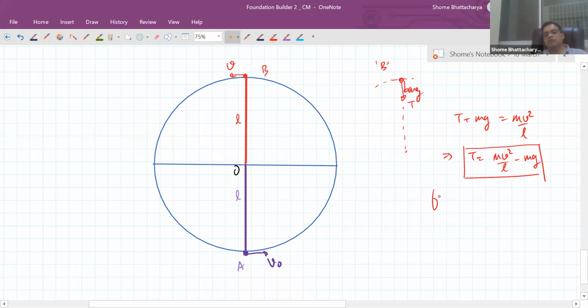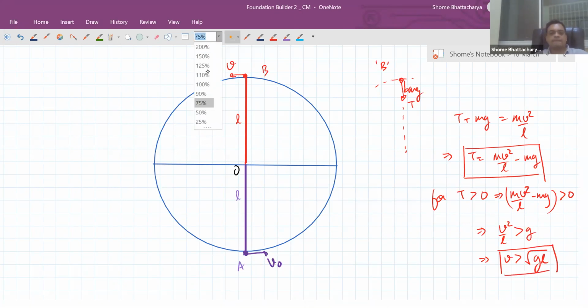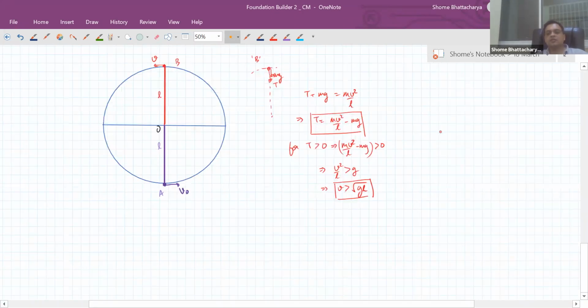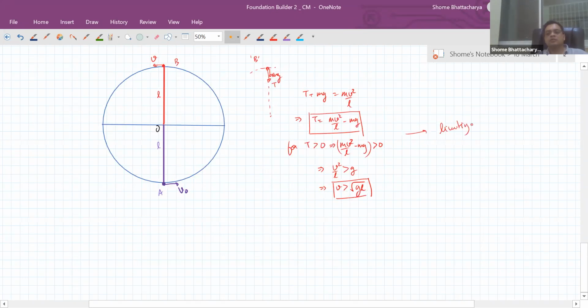So if I want T to be greater than 0, then mv square by L minus mg should be greater than 0. So that tells me that v square by L should be greater than g, or v should be greater than root gL. Okay. So in the limiting condition, that is the condition that is just about enough to satisfy this, T can be just about 0 at B also. So v can just about be equal to root gL also.